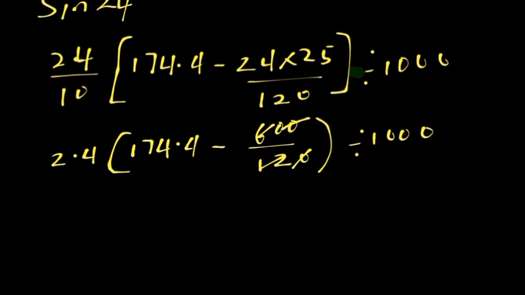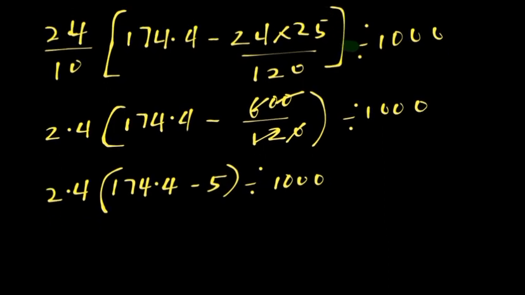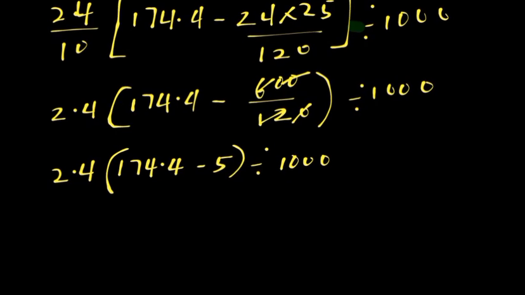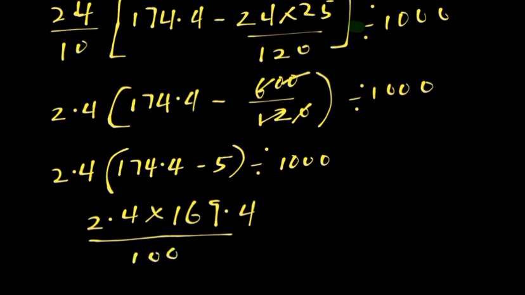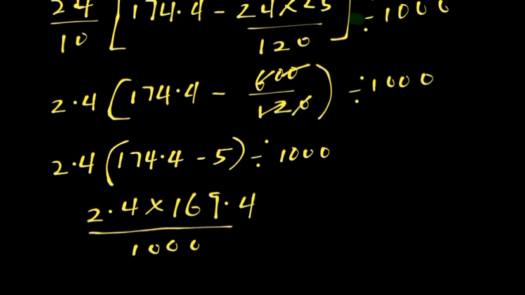So it's going to be 2.4 times 174.4 minus 5, divided by 1000. If you solve this correctly, you subtract 5 from 174.4 and you get 169.4, divided by 1000. Now this will be equivalent to 2.4 times 169.4 over 1000.